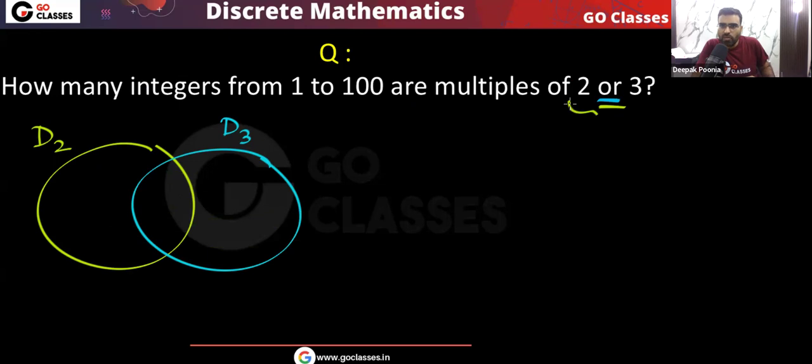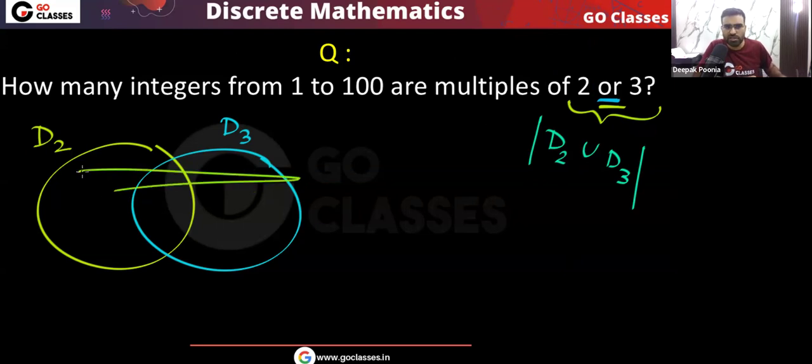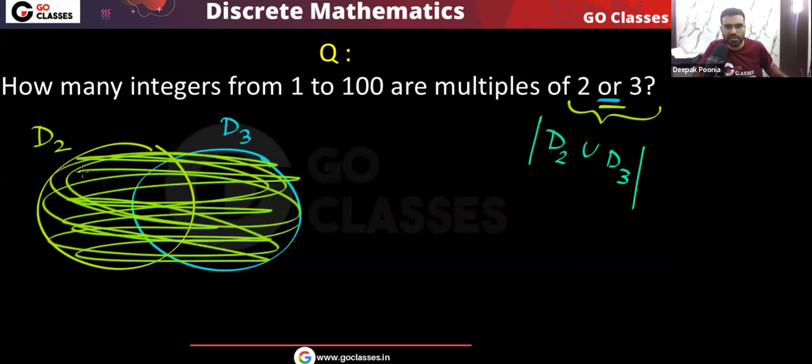Because this question is saying, how many integers from 1 to 100 are multiples of 2 or 3, or I can say divisible by 2 or 3. Multiples of 2 means divisible by 2, multiples of 3 means divisible by 3. So "2 or 3" is simply the union of D2 union D3. This is what we want to find: those numbers which are divisible by 2 or divisible by 3. So we need to find how many elements are there in this area.